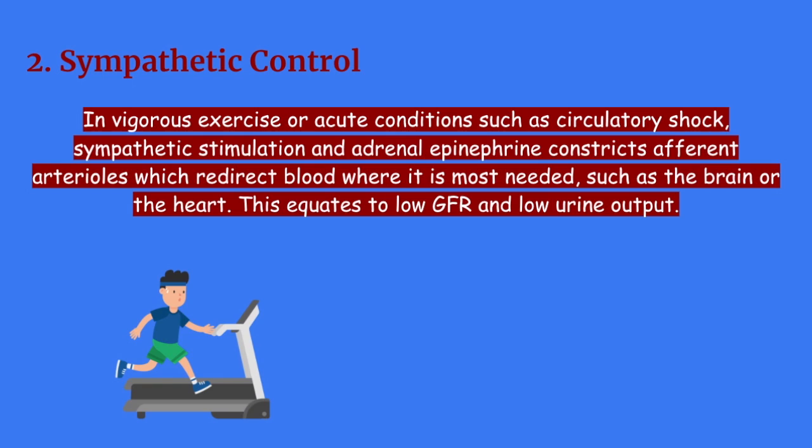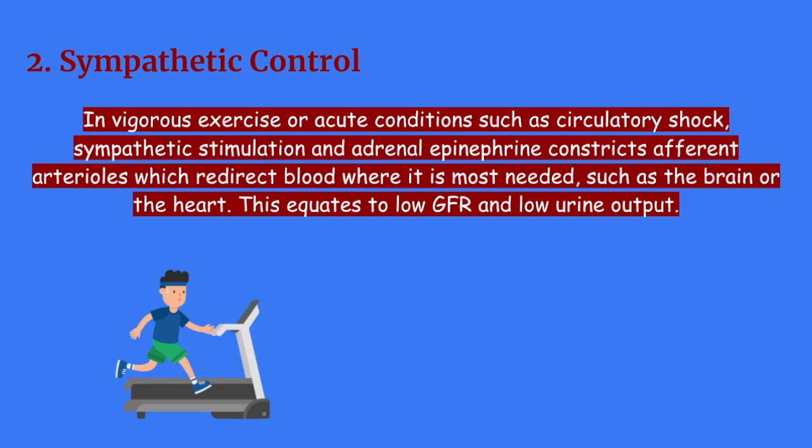Now, sympathetic control refers to the sympathetic nervous system, which directs the body's rapid involuntary response to dangerous or stressful situations. In vigorous exercise or acute conditions such as circulatory shock, sympathetic stimulation and adrenal epinephrine constrict the afferent arterioles, which redirects blood where it's most needed, such as the brain or the heart. This equates to low glomerular filtration rate and low urine output, followed by low perfusion.